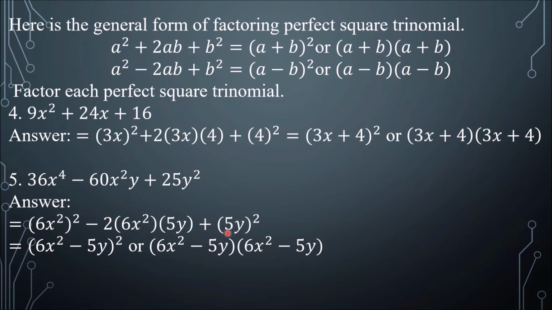Now, simplifying this, we have the first term 6x squared, the last term 5y, and the minus. So (6x squared minus 5y) squared, or (6x squared minus 5y) times (6x squared minus 5y) is the factored form of trinomial number 5.